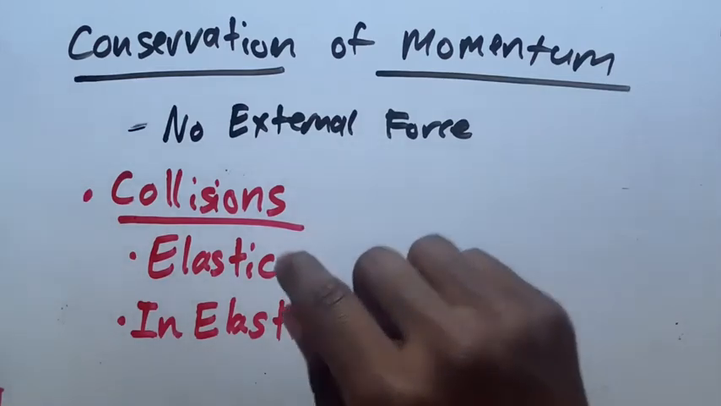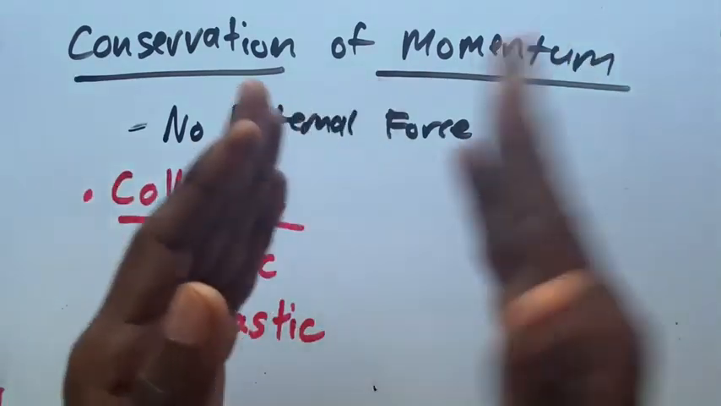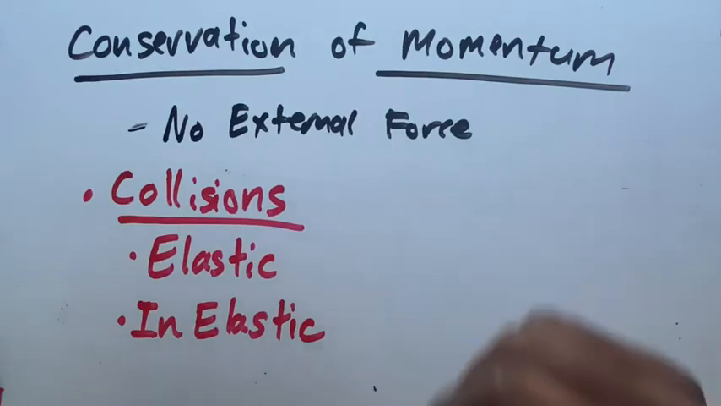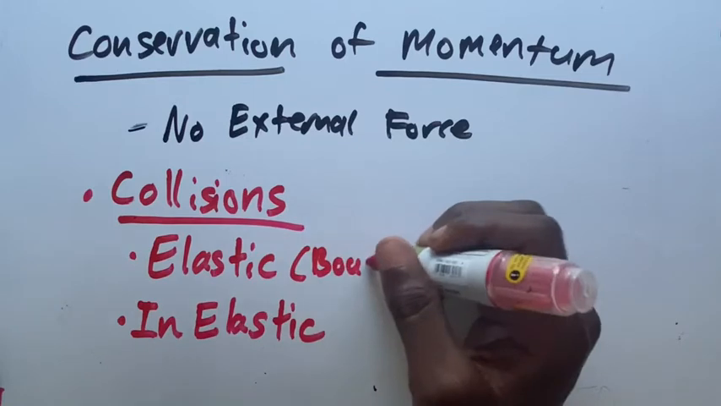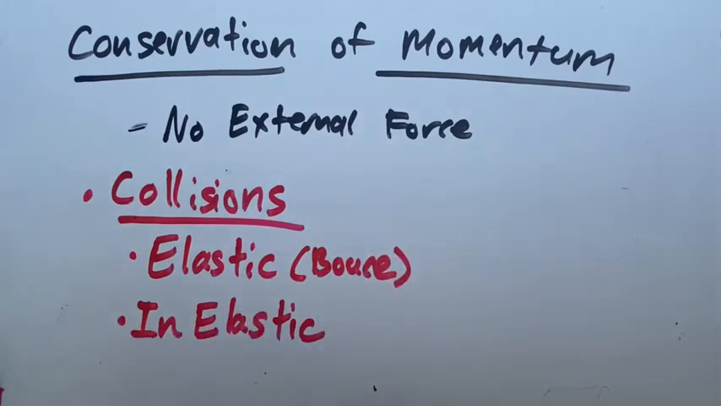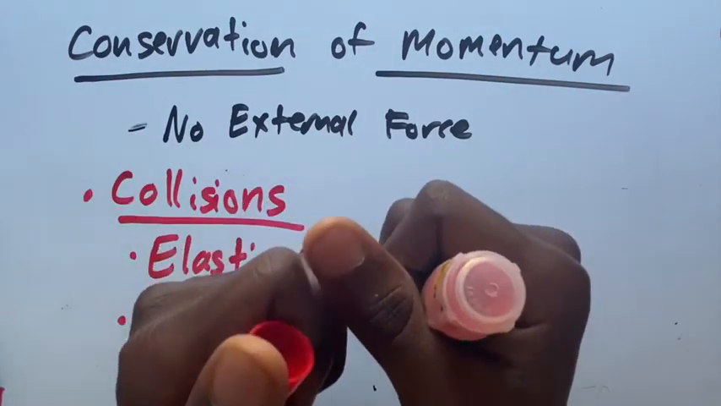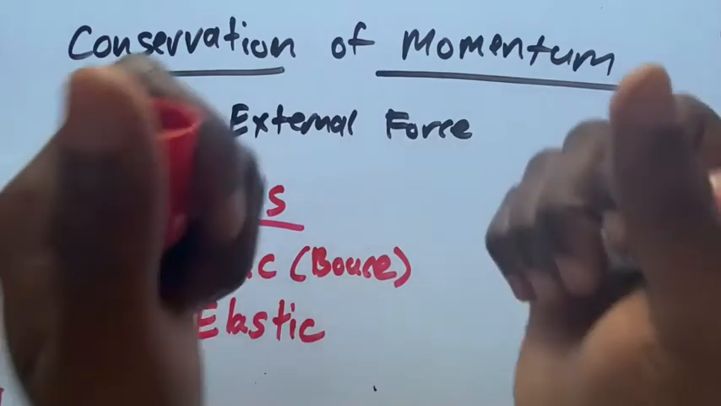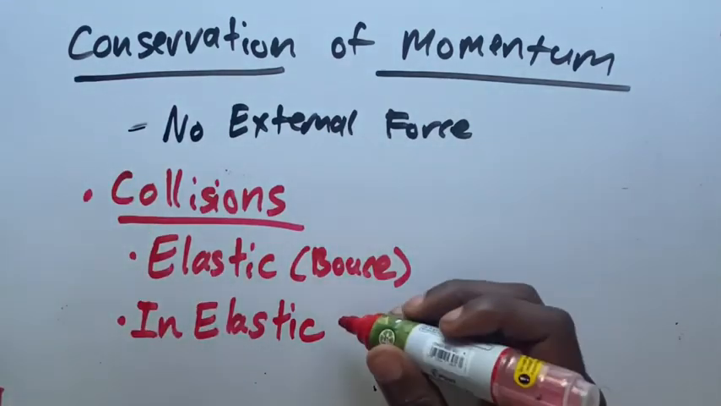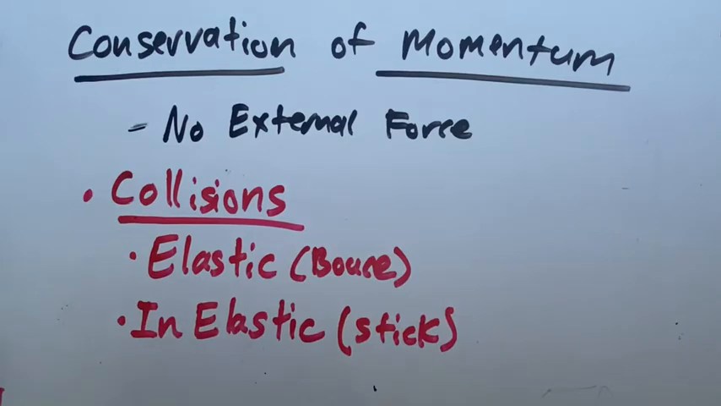Whenever you hear the word elastic, you can think of the word bounce, meaning that when one object hits another one, it's just going to bounce away. And an inelastic collision is when two things collide and they stick together. So inelastic is basically the opposite of bounce. So for inelastic, you could think of things sticking together after they collide.